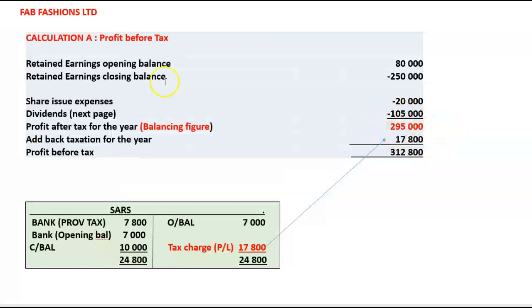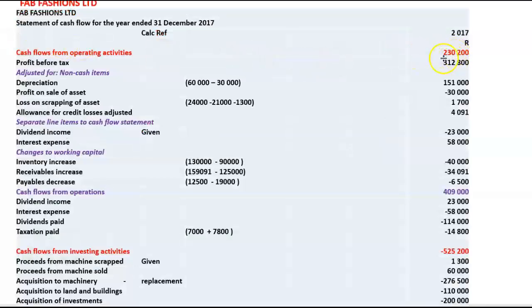Now, what do we show in our note? We show in our note profit before tax. So therefore we had to redo this account in order to get our tax charge. Our tax charge then is 17,800. So therefore our profit before tax must have been 312,800, and that is the 312,800 that we start off with there, profit before tax.